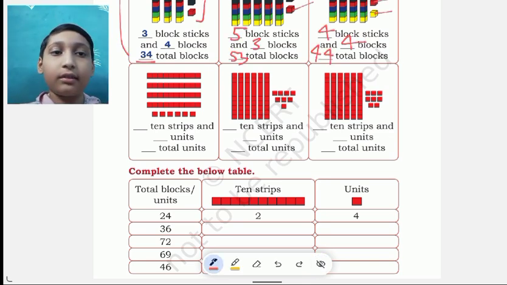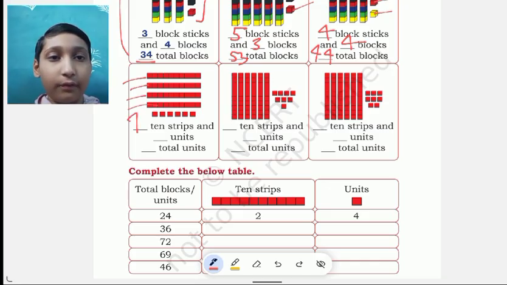Now in this we got strips, no blocks or sticks. Then we got 1, 2, 3, 4 ten strips, so write 4. And 1, 2, 3, 4, 5, 6 units. So we have to write 6. So it is 46.